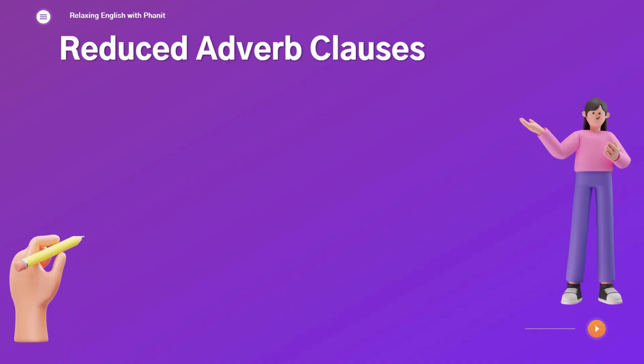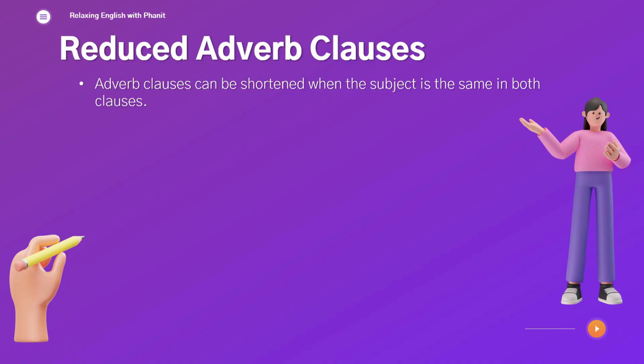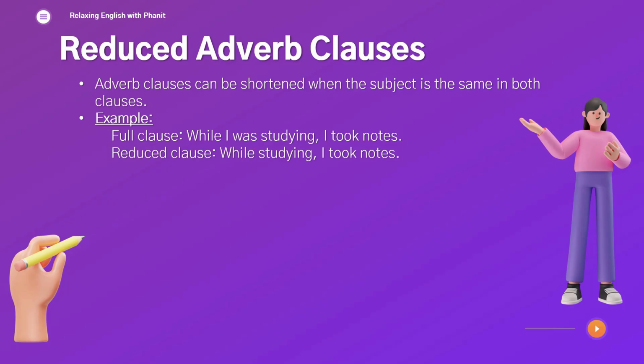Let's start with reduced adverb clauses. These are a great way to make your sentences more concise and polished. Here's how they work. When the subject of the adverb clause and the main clause are the same, you can often shorten the adverb clause. For example, instead of saying, "While I was studying, I took notes," you can say, "While studying, I took notes."